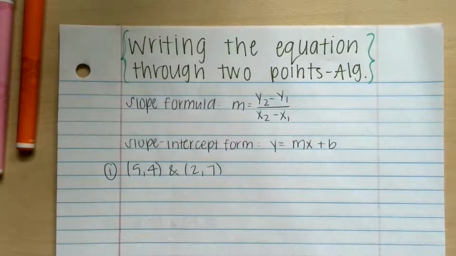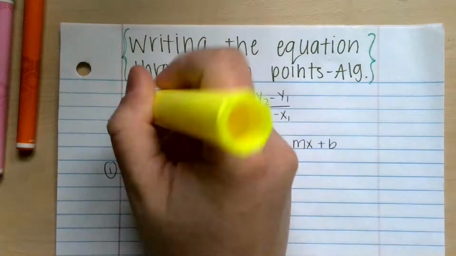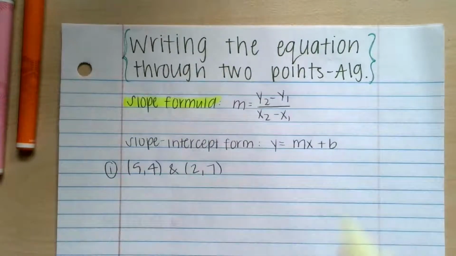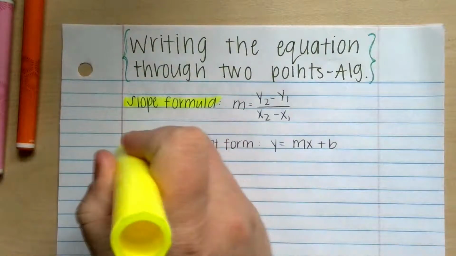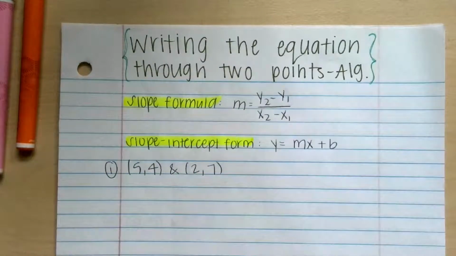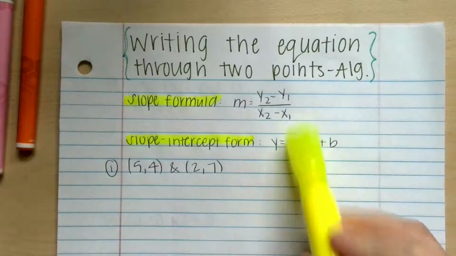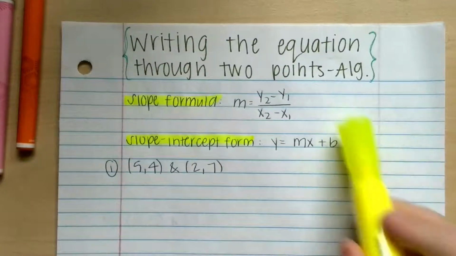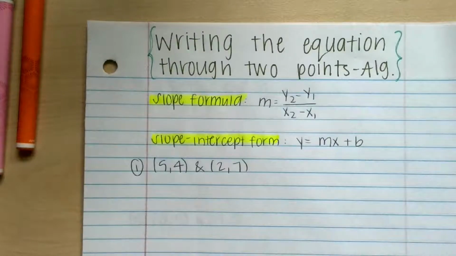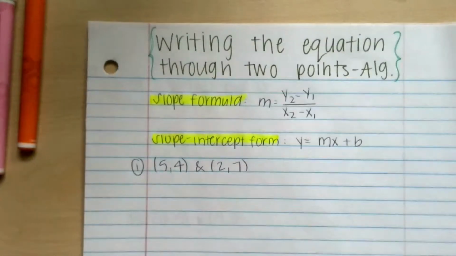So just to recap, remember this is our slope formula, right? So we're going to plug in our 2 ordered pairs to find our slope, and then the slope-intercept form is going to be our equation of a line, right, where we have our slope, which is that m, and our intercept is b.